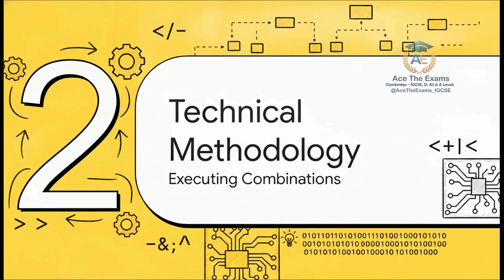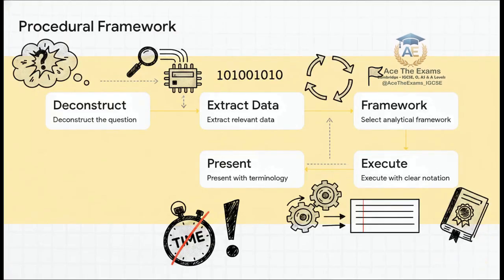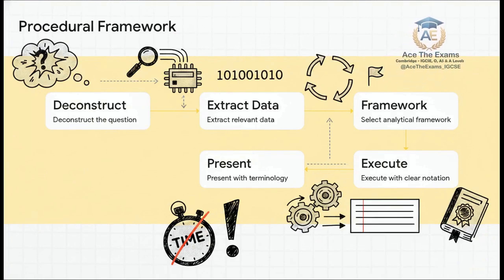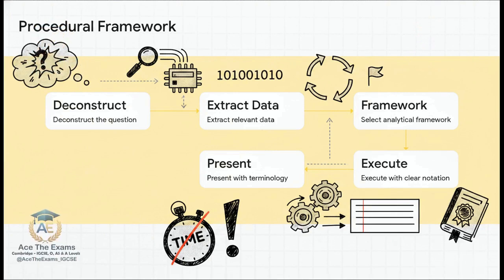Section 2, technical methodology, executing combinations. Now we're shifting from theory into the actual procedural steps you need on exam day. This is the transformation phase. I want you to imagine we're taking Sam and Alex's flawed answers, crossing them out with a red pen, and rewriting them into a perfect green checkmark response right now.